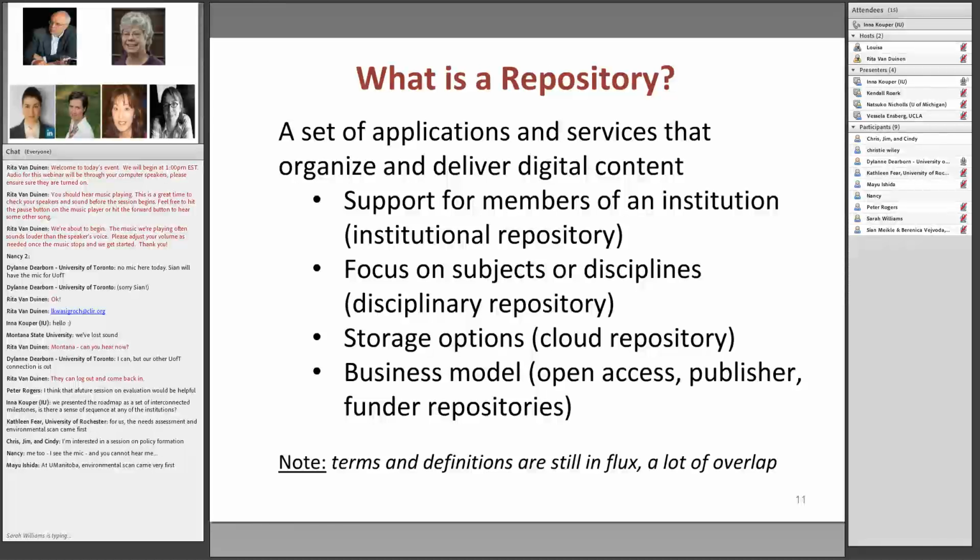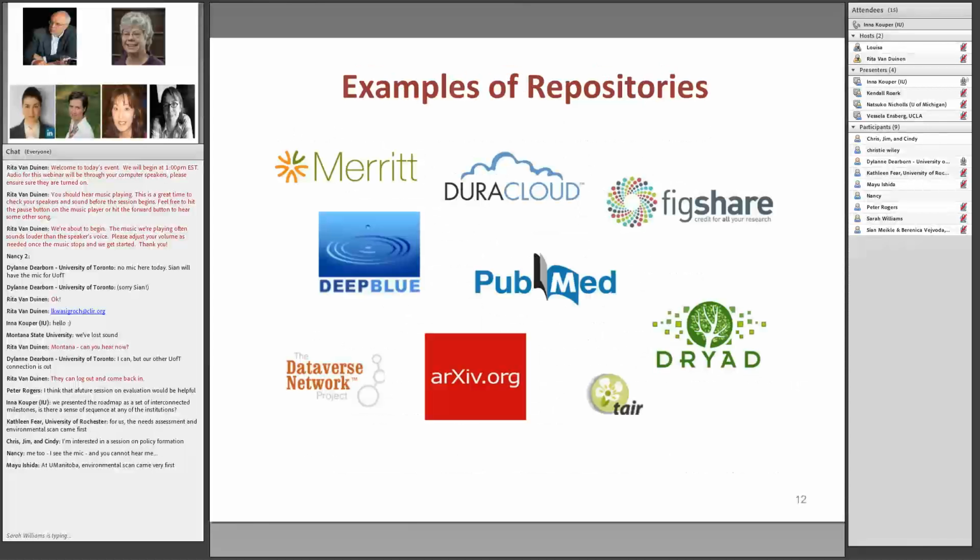The business model is another aspect that makes a difference in repositories. Some repositories emphasize open access, while others are more closed and rely on funders to support that. As you see on the note, these terms and definitions are simple, but they're still in flux, and there's a lot of overlap between them. On the next slide, you see examples of different kinds of repositories, so you may be familiar with some of them or with all of them.